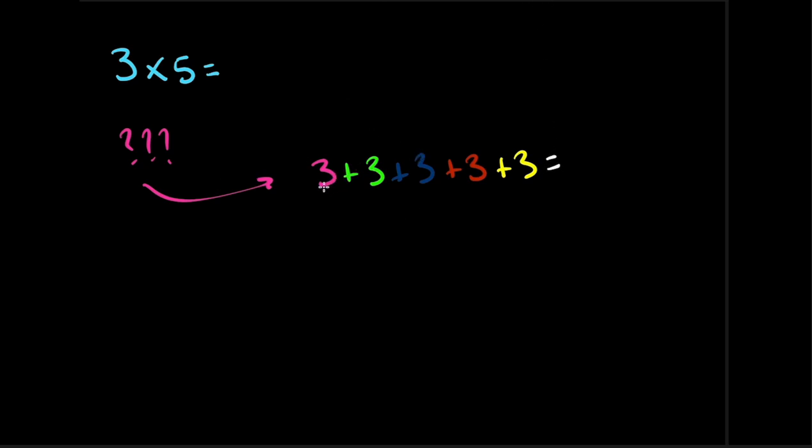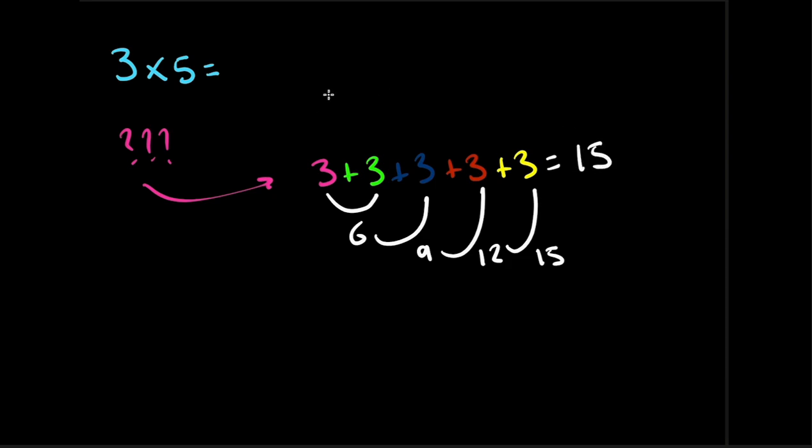Let me just do this. So it's 3 plus 3, 6. 6 plus 3, 9. 9 plus 3, 12. And 12 plus 3 is 15. This means our answer is 15. So 3 times 5 is 15. Just remember, whatever you're doing, it's just the number and how much it wants to add with, so how many lots it is. Quite simple. This is the simple step.